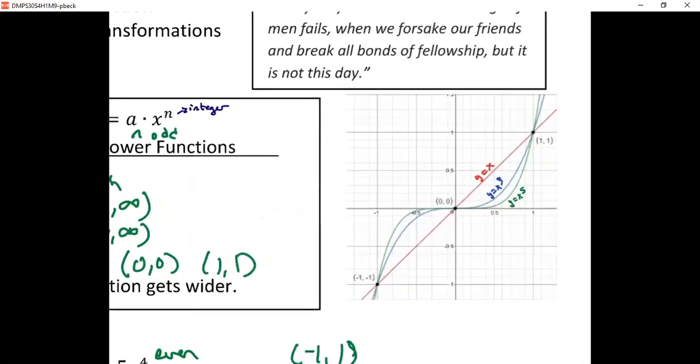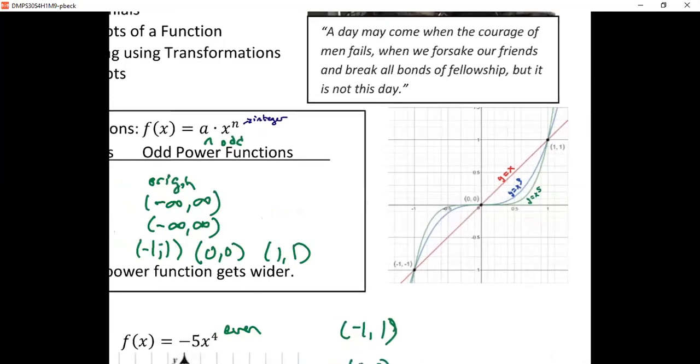Over here, if we have an odd exponent, we have, not surprisingly, odd functions. And those odd functions do have origin symmetry. So they have symmetry around the origin, and they all go through the points (-1, -1), (0, 0), and (1, 1), with a domain and range of all real numbers. So those similarities are very, very key as we look at it.